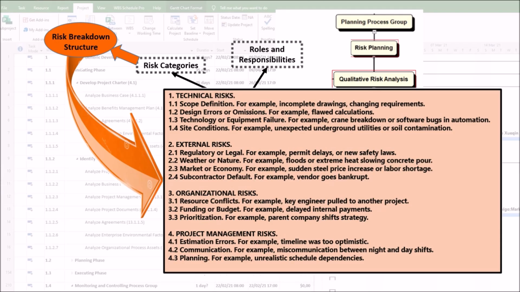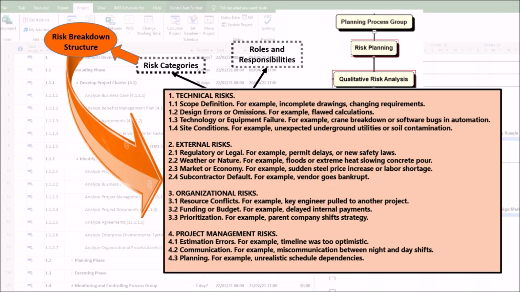3. Organizational risks. First, resource conflicts risks. For example, key engineer pulled to another project. Second, funding or budget risks. For example, delayed internal payments. Third, prioritization risks. For example, parent company shifts strategy.